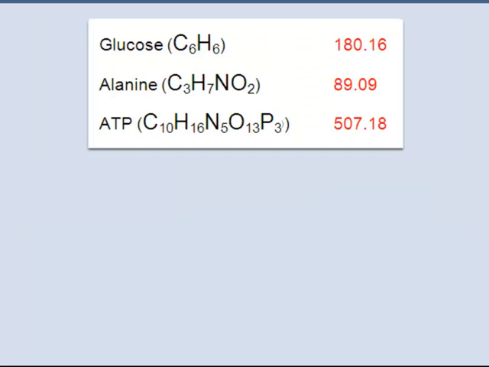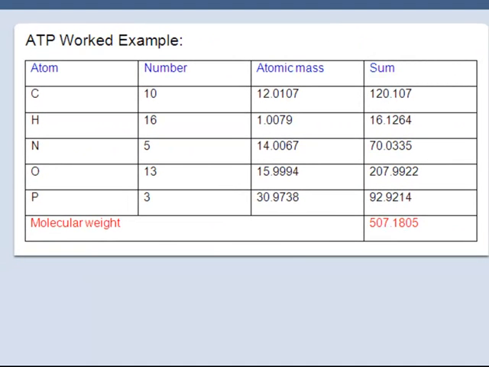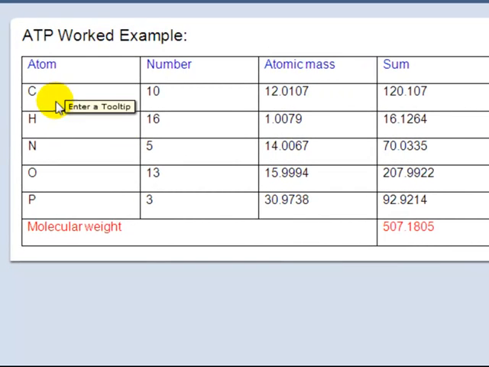Right, okay, moving on. I've added them up. Glucose about 180, alanine about 89, and ATP, quite a big molecule, about 507. That's how I did it. In terms of the ATP one, I just basically did an Excel spreadsheet. There's carbon, there are 10 atoms of carbon, its atomic mass is that. Multiply them together and then sum them all up together.